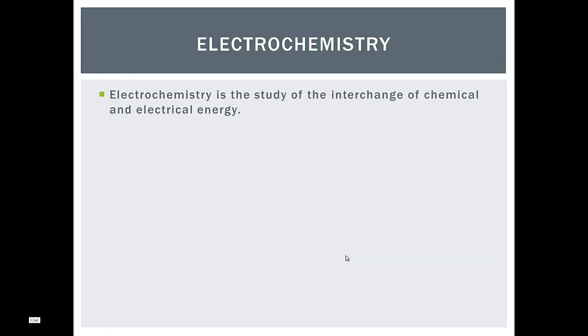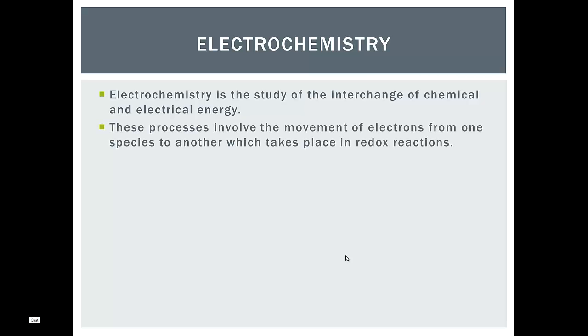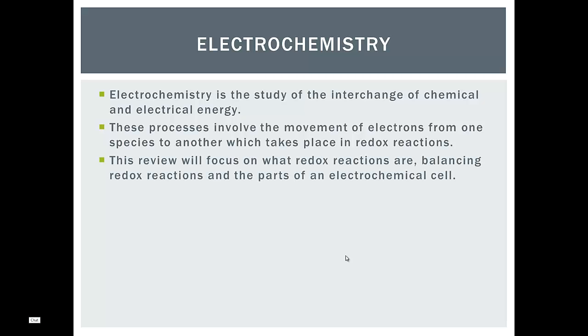Electrochemistry is the study of the interchange of chemical and electrical energy. These processes involve the movement of electrons from one species to another, which takes place in redox reactions. This review is going to focus on what redox reactions are, balancing redox reactions, and the parts of an electrochemical cell. Most of this information was covered in honors chemistry.